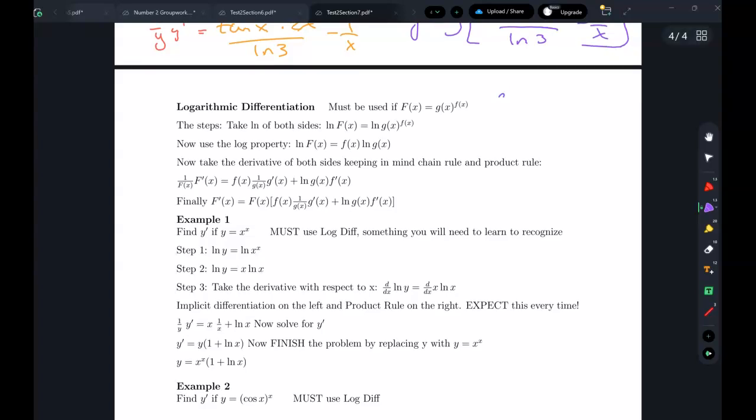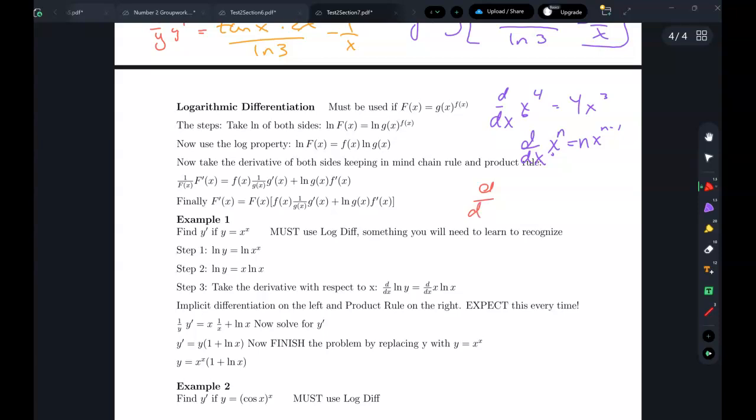So let's remind ourselves of what we know. If we want to take the derivative of x to the fourth, that's 4x cubed, right? So that's the general power rule for x to the n, n x to the n minus 1. So that's where x is the base.